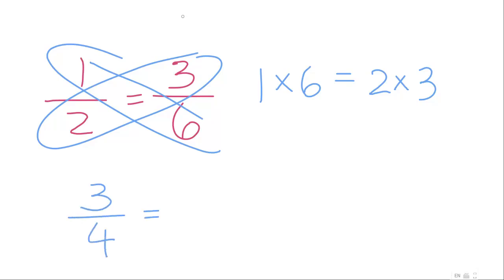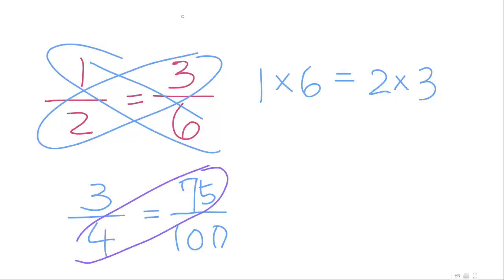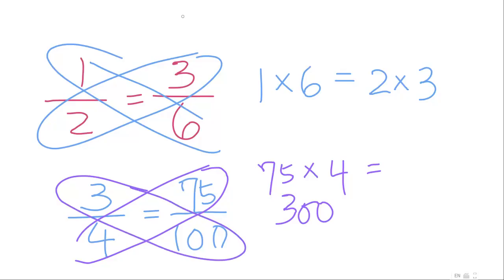3/4 equals 75 over 100. Let's use purple here. All right, 75 times 4 is, let's see, 150 times 2, so 300. Oh, here, I should probably write it out. 75 times 4, which is 300, should equal 3 times 100. Okay, look at that. Feel free to try other examples if you don't believe me yet.